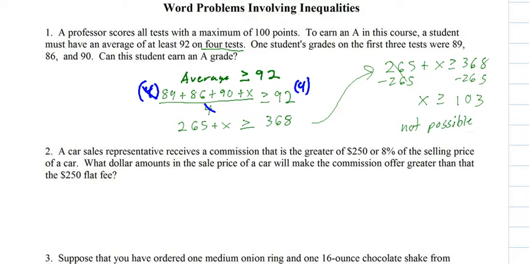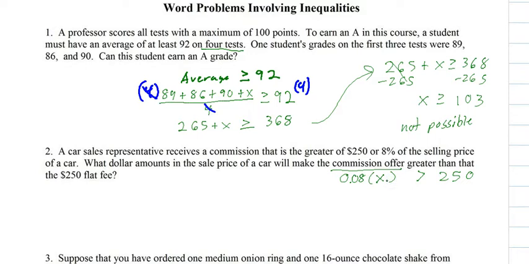Alright, let's try another. A car salesman representative receives a commission that is the greater of $250 or 8% of the selling price of a car. What dollar amounts in the sale price of a car will make the commission offer greater than the $250 flat fee? So we're saying what dollar amounts in the sale price will make the commission offer greater than $250. So we want the commission offer to be greater than $250. So the commission offer is 8% of whatever he sells it for.